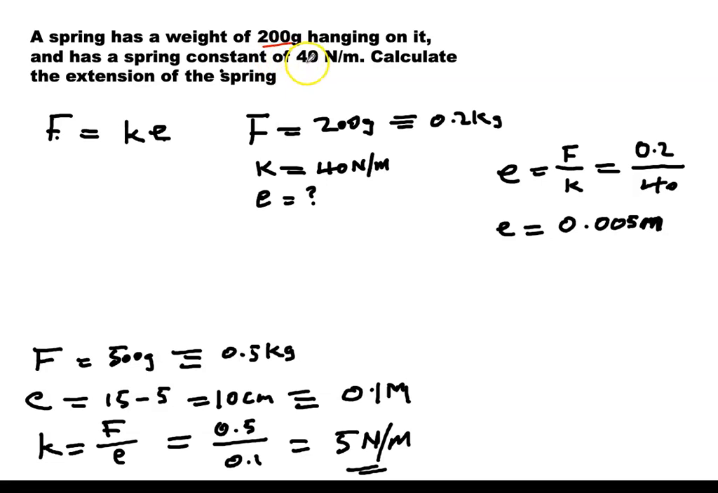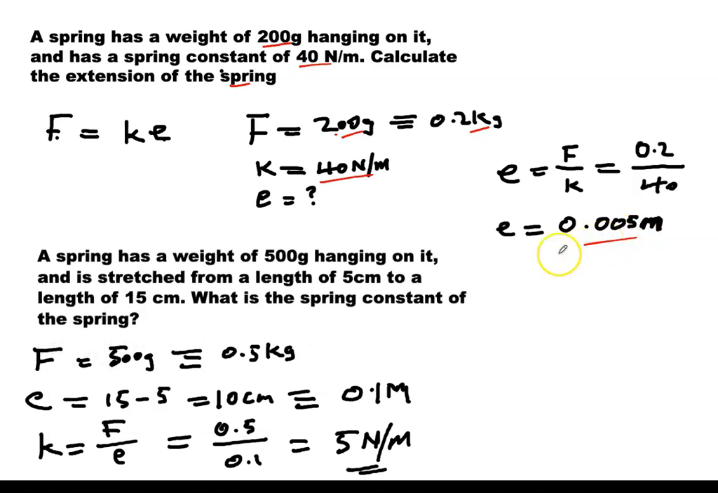Another example here: a spring has a weight of 200 grams hanging on it and has a spring constant of 40 newtons per meter. Calculate the extension of the spring. So here we've been given the mass as 200 grams. That should be converted to the right SI unit, which is kilograms. So 200 grams is 0.2 kg. And the spring constant was given to us as 40 newtons per meter. So we can just put them in the equation and the extension will be 0.005 meters.